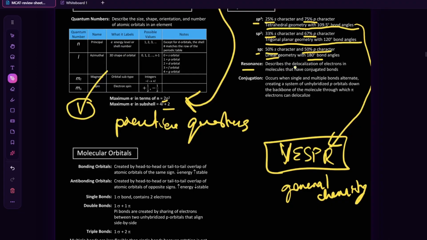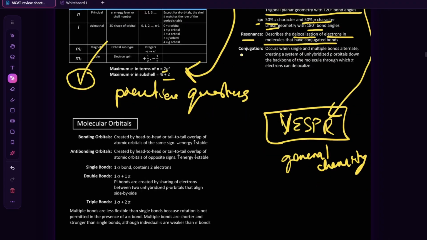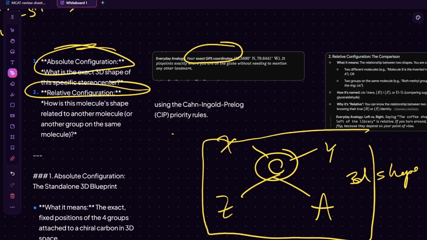Resonance is when you have a delocalization of electrons in molecules that have conjugated bonds. Conjugation occurs when single and multiple bonds alternate, creating a system of unhybridized p orbitals down the backbone of the molecule through which pi electrons can delocalize. So let's go over resonance and conjugation.